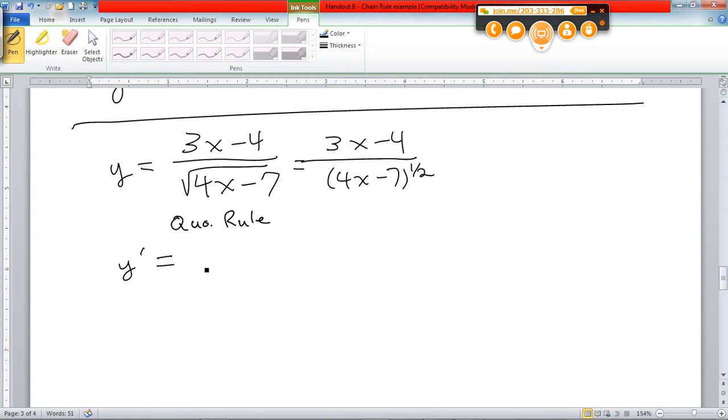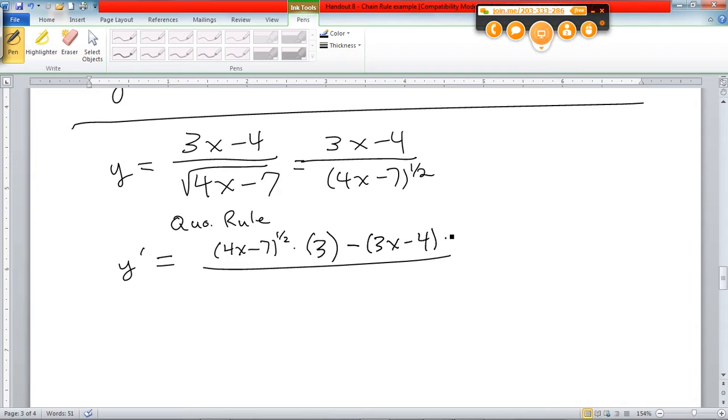Low d high minus high d low over low squared. So low, 4x minus 7 to the 1/2, times d of the high. Well, d of the high is nice. Derivative of 3x is 3. Derivative of minus 4 is 0, so it's just 3. Minus high, 3x minus 4, times d of the low.